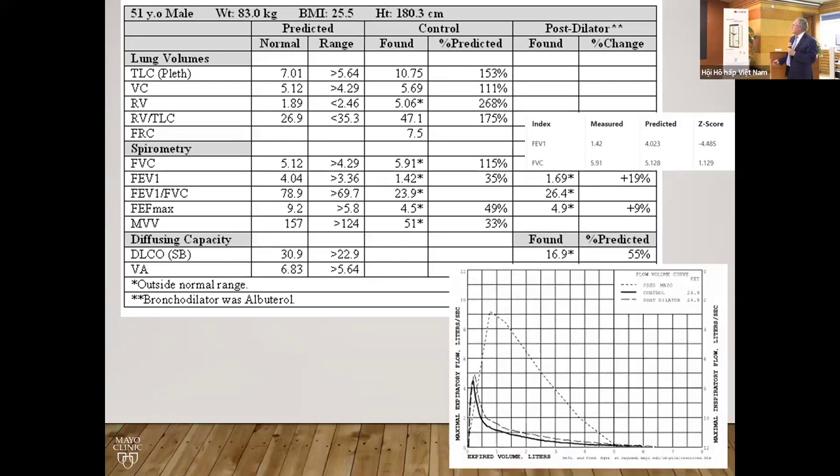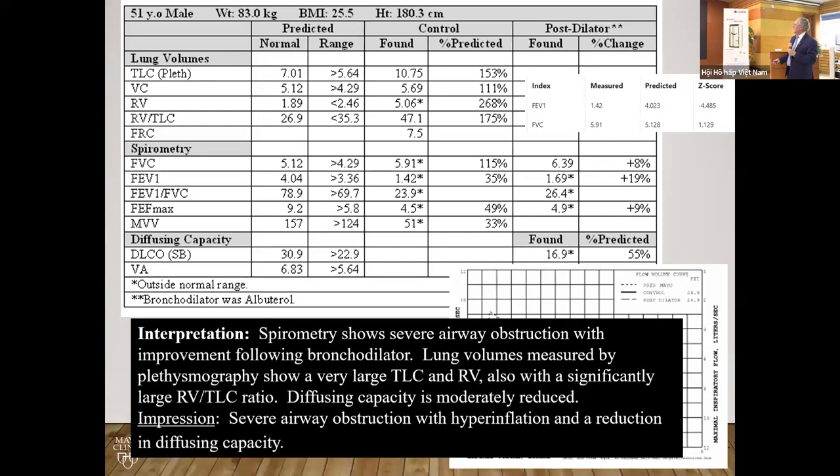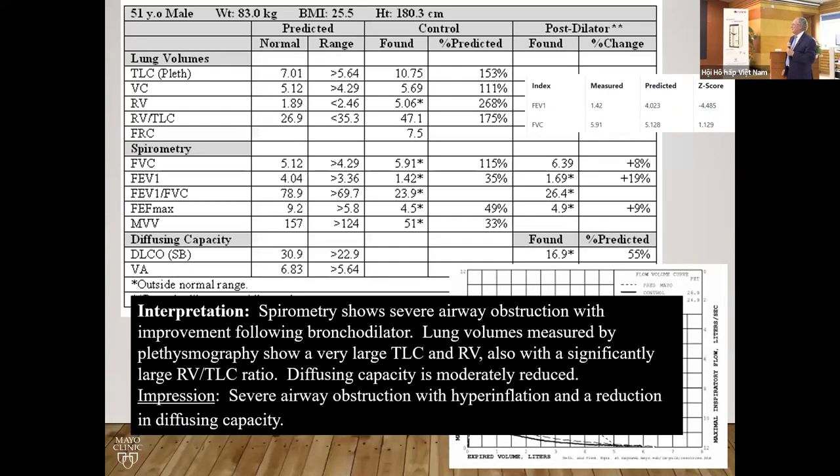So he is severely obstructed, a Z-score less than minus four. I don't know how you say that. And so the interpretation: spirometry shows severe airway obstruction with improvement following bronchodilator. Lung volumes show a very large TLC and RV, and also a significant RV-TLC ratio.